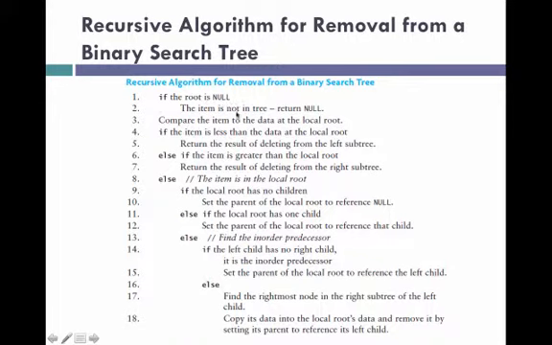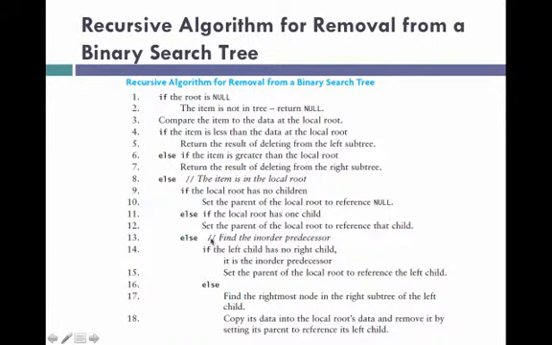If the tree is null, then the item was not in the tree, so we return null. We can compare the item to the data at the local root, and if the item is less than the data, then we return the result of deleting from the left subtree, and if it's greater, then we return the result of deleting from the right subtree. Otherwise, we've located the item, and if the local root has no children, then we set the parent of the local root to reference null. Okay, so we removed a leaf node. And if the local root has one child, then we set the parent of the local root to reference that child.